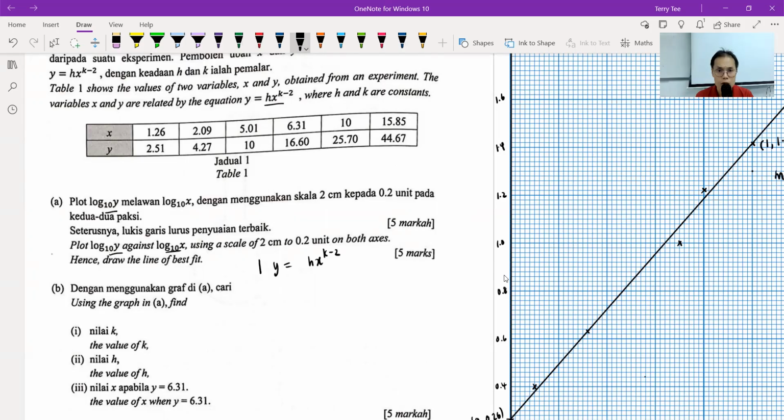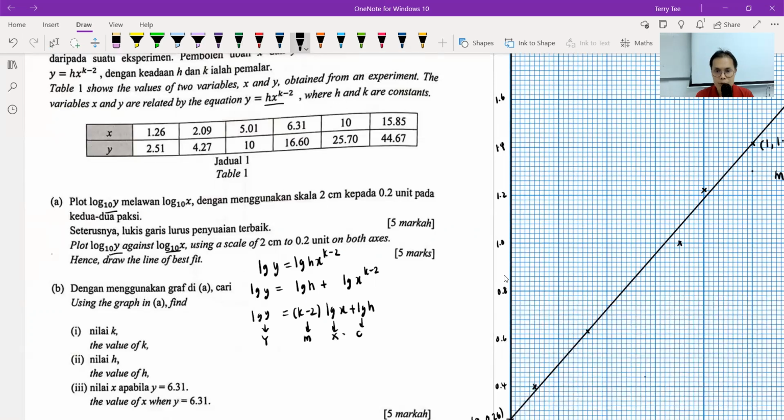So we're going to introduce log on both sides of the equation. Keep the log y, break up log h plus log x to the power k minus 2. The k minus 2 is the power, so you bring the power in front. So it's (k minus 2) bracket lgx plus lgh. This is my lgy, so this is your big Y. This is your gradient. This is your big X.